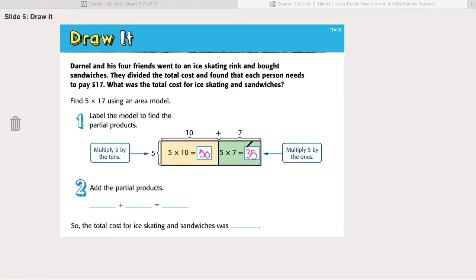Step 2, add the partial products. Okay. 50 plus 35 equals 85. So the total cost for ice skating and sandwiches was $85.